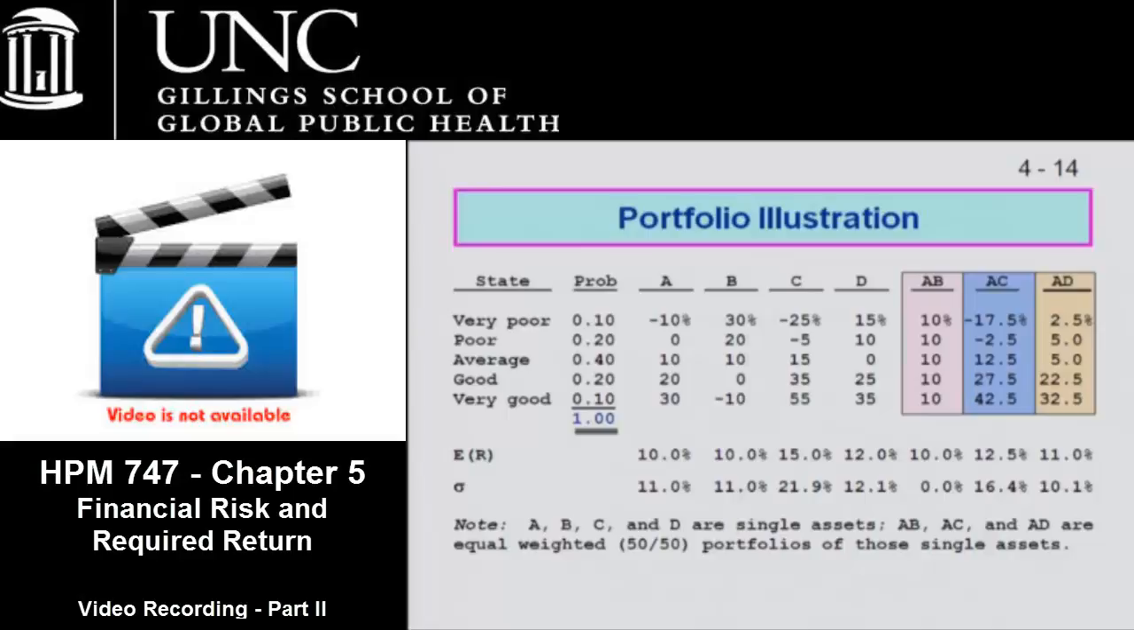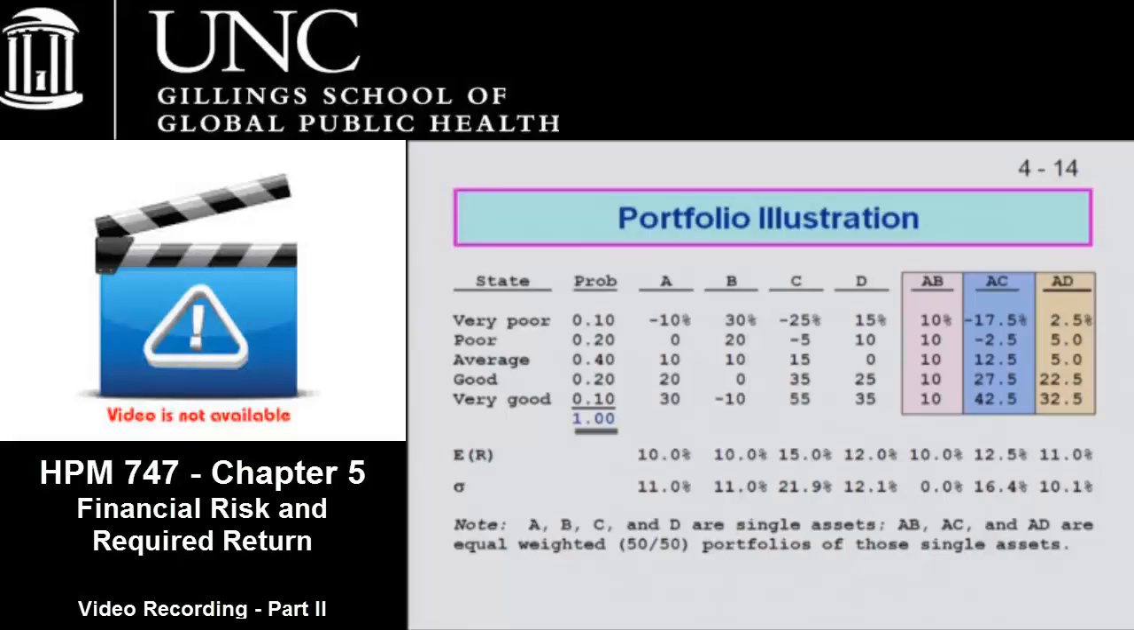Does everybody understand where that 10% and the 0% is coming from? This is really key to risk analysis. It is the correlation between the cash flows of different assets. What's happening in AC? They are positively correlated.